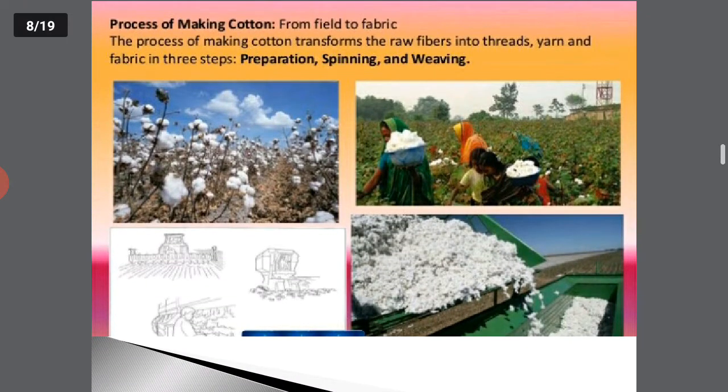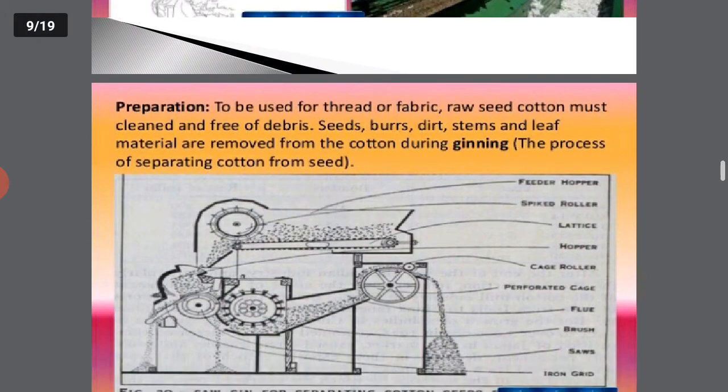Processing of making cotton from field to fabric. The process of making cotton transforms the raw fibers into threads, yarn, and fabric in three steps: preparation, spinning, and weaving.